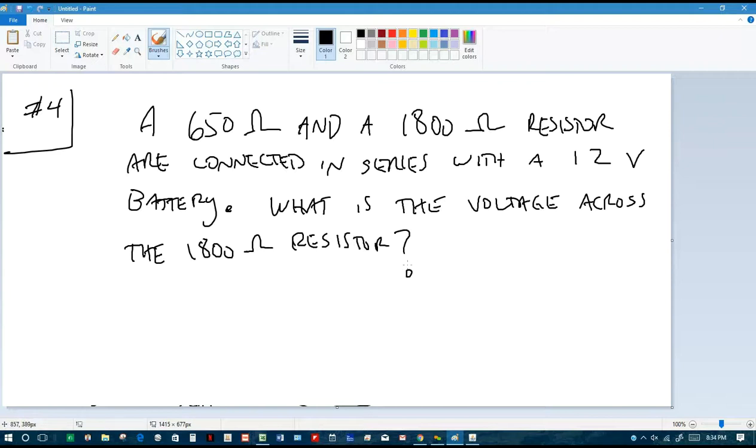I just want you to know that the language they're using, voltage across, is the same thing as voltage drop.